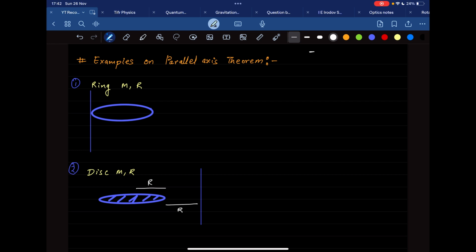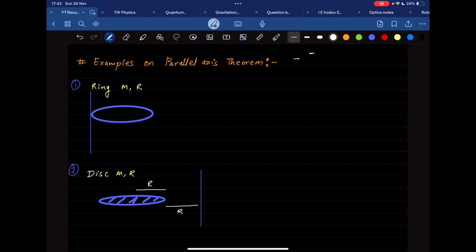Here we are going to discuss some examples on the parallel axis theorem. Do you remember the parallel axis theorem? What is the formula for the parallel axis theorem? I is I_CM plus MD square, right?